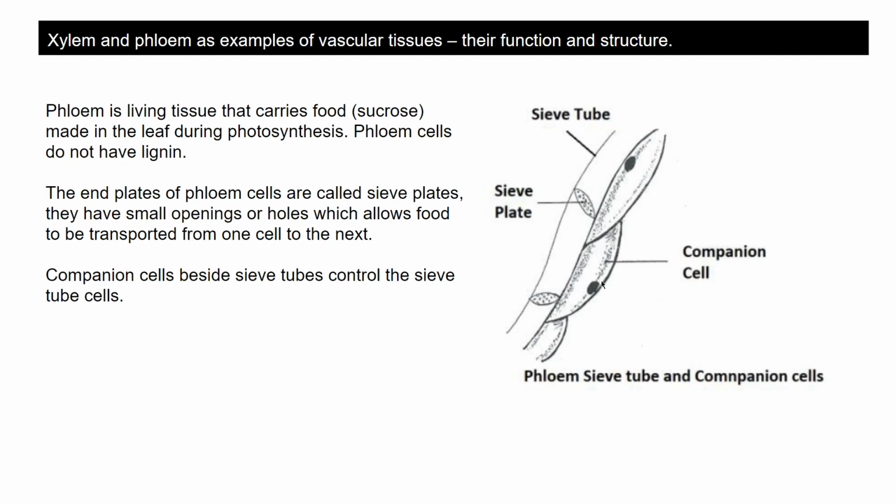There are also companion cells found beside these sieve tubes that seem to control the activity of the sieve tube in some way. So there are two types of phloem cells: phloem sieve tubes and phloem companion cells. Companion cells don't have any obvious function to us. All we have to know is they have some control over the sieve tube. The sieve tube has this characteristic sieve plate.